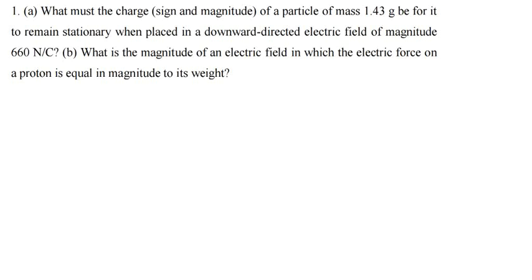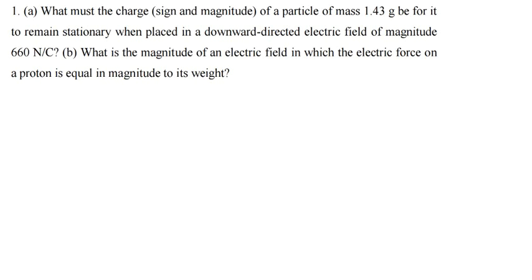what must be the charge, which is the sign and the magnitude, of the particle of mass 1.43 grams for it to remain stationary when placed in a downward electric field of magnitude 660 Newton per Coulomb? Then part B, what is the magnitude of an electric field in which the electric force on a proton is equal in magnitude to its weight? So let's first start with part A.